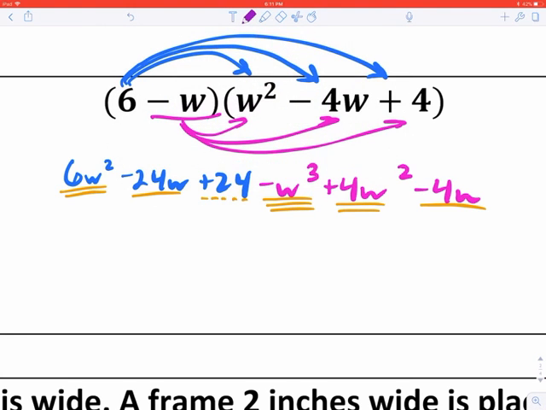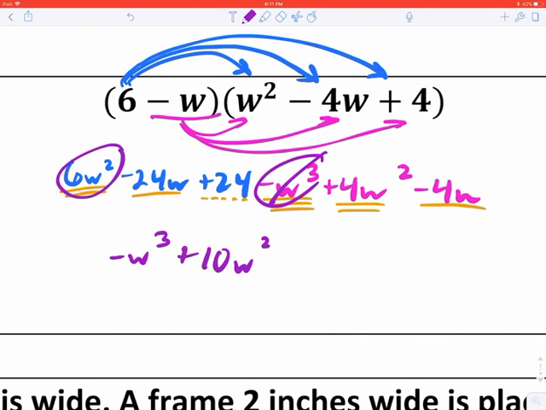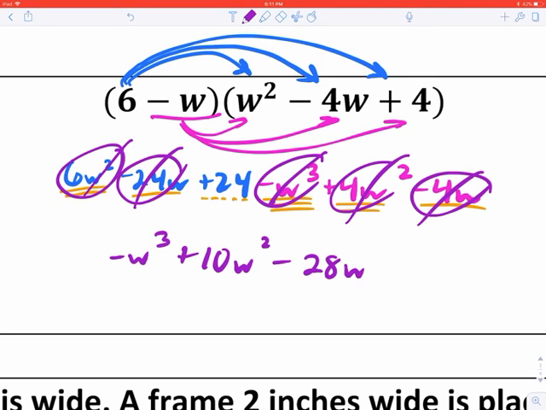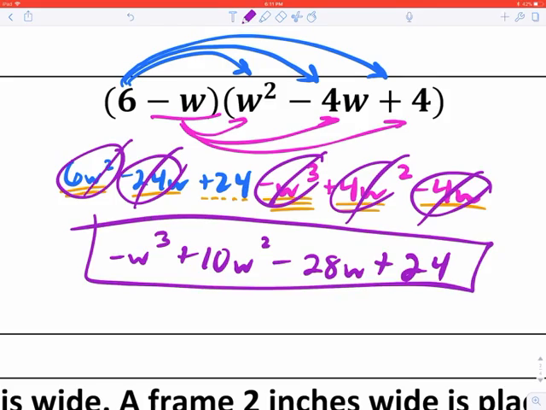Let me just start with my higher ones underlined, and there's only one that's underlined 3 times. That's my negative w cubed. Then I'm working with anything squared, and I have a 6w squared plus 4w squared, so I get 10w squared. Those are counted for, so I just like to cross them out sometimes. Negative 24w minus 4w gives me a negative 28w. And looks like the only thing left is a positive 24.